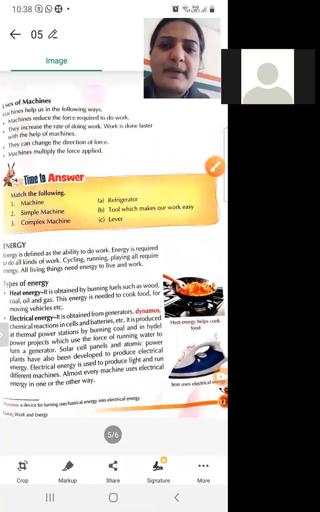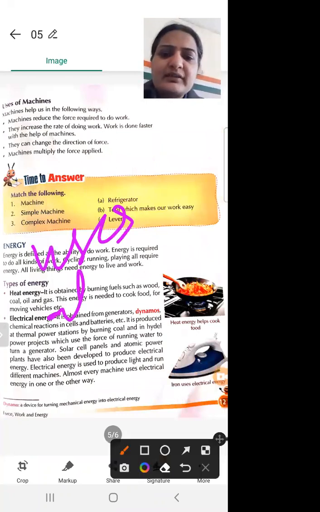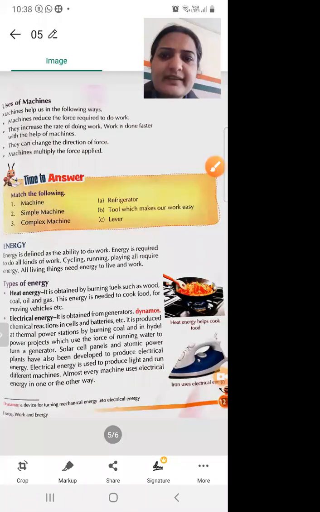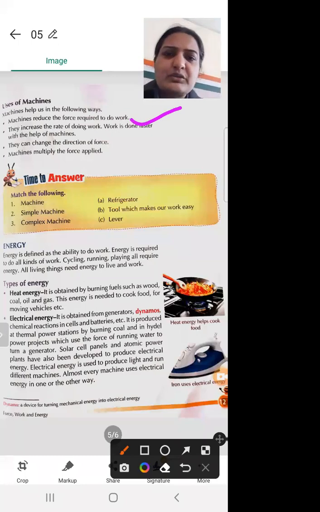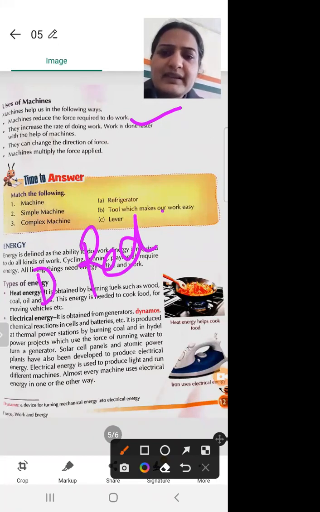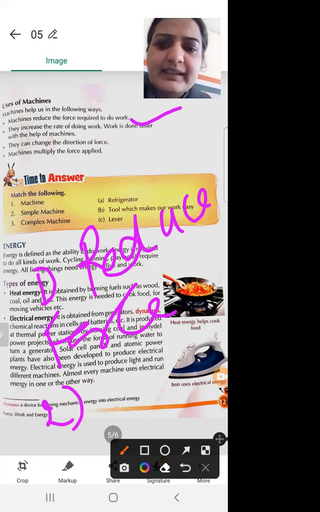And what are the uses of machine? So first, a machine reduces the force required to do work. Second, machines increase the rate of doing work.